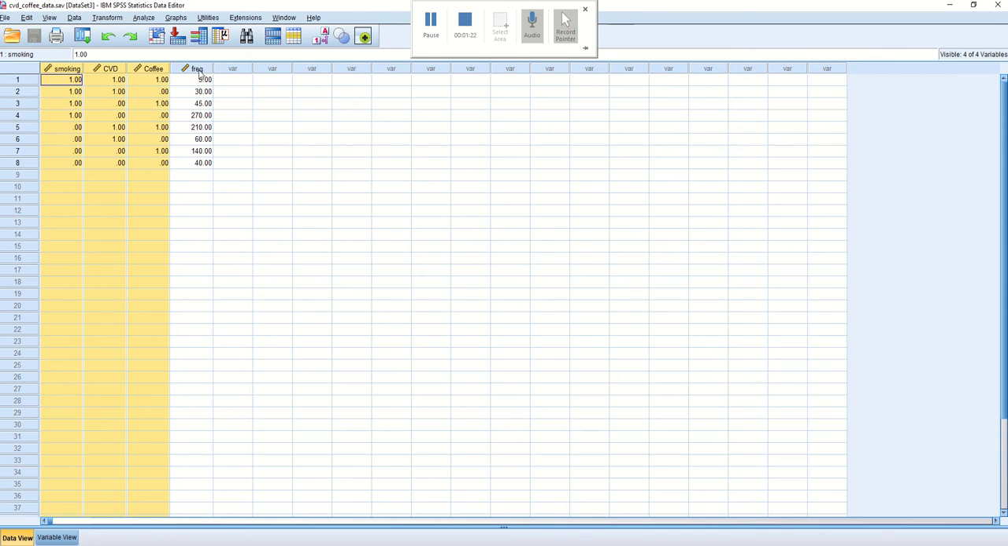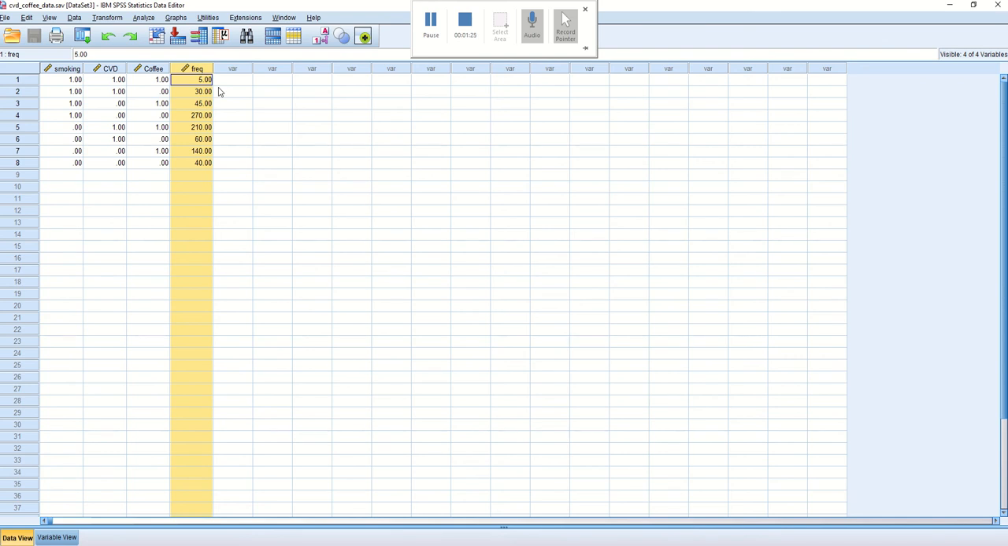The last variable is a frequency variable, and this is one of the instances where you're not going to get a record per individual. So we're not getting every individual represented by a single record. Rather, every profile is represented through one record. What I mean by profile: if you look closely, you have 1 1 1, so smoking present, CVD present, and coffee present. The frequency is 5, and I have 5 individuals that meet that profile.